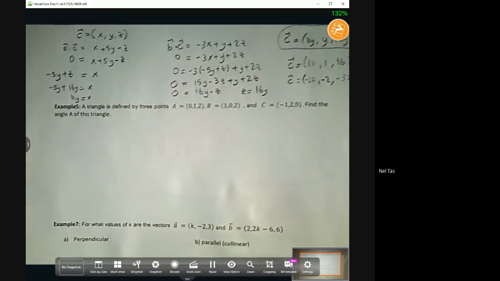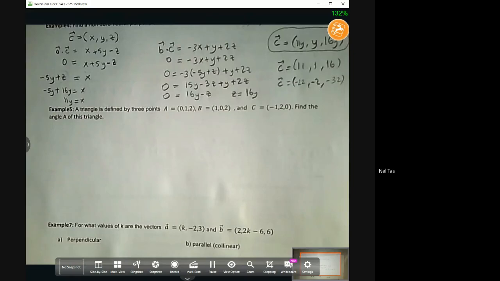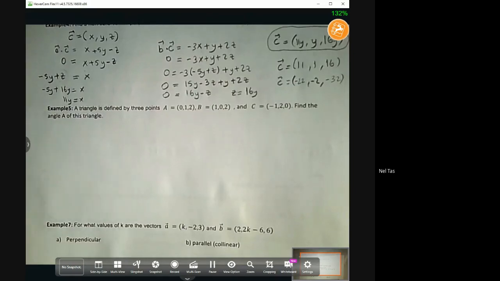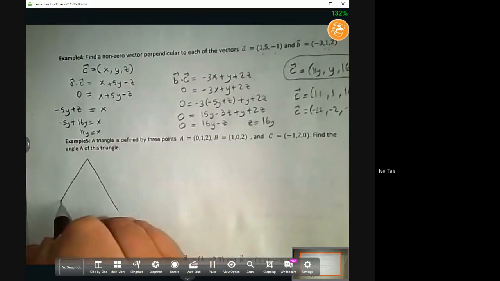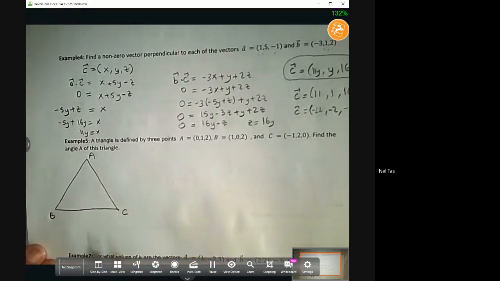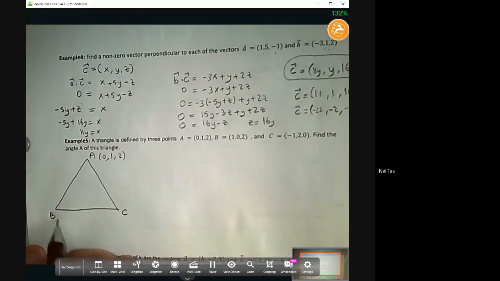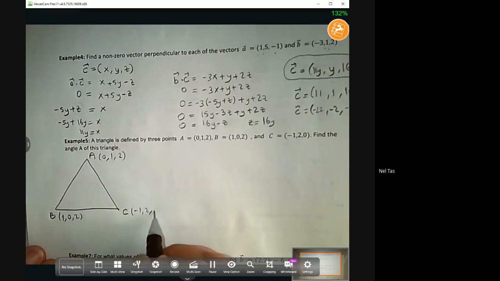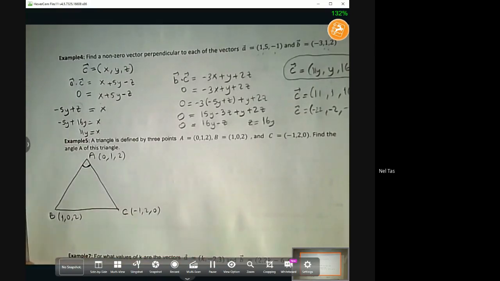Okay, let's look at example 5. A triangle is defined by 3 points A, B, C. Find the angle A of this triangle. Okay, so let's draw this triangle A, B, and C. Coordinates 0, 1, 2, 1, 0, 2, negative 1, 2, and 0. And we are looking for angle A.